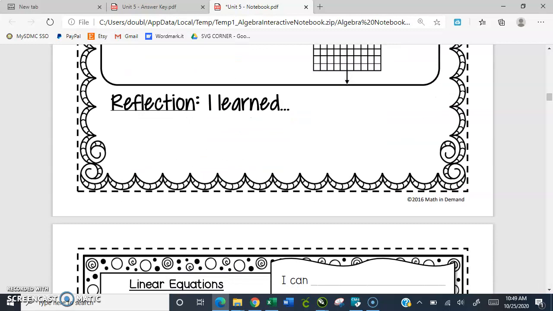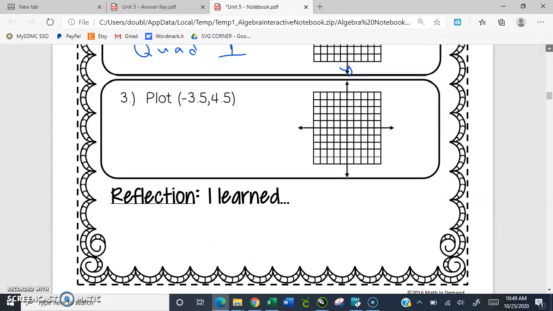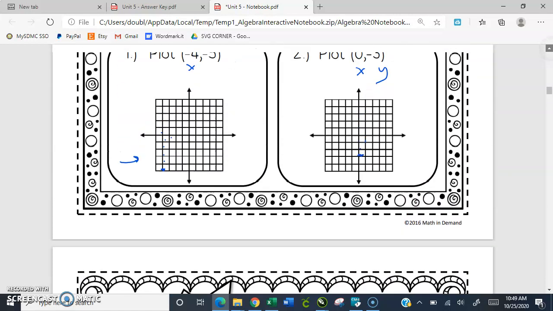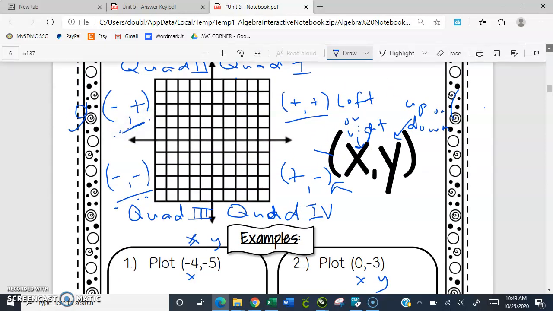All right, now let's go down to our last one. We have -3.5 and 4.5. So here's our x and y. We have negative x and a positive y. So let's see what quadrant we're in. Should be quad 2 because we have a negative and a positive.